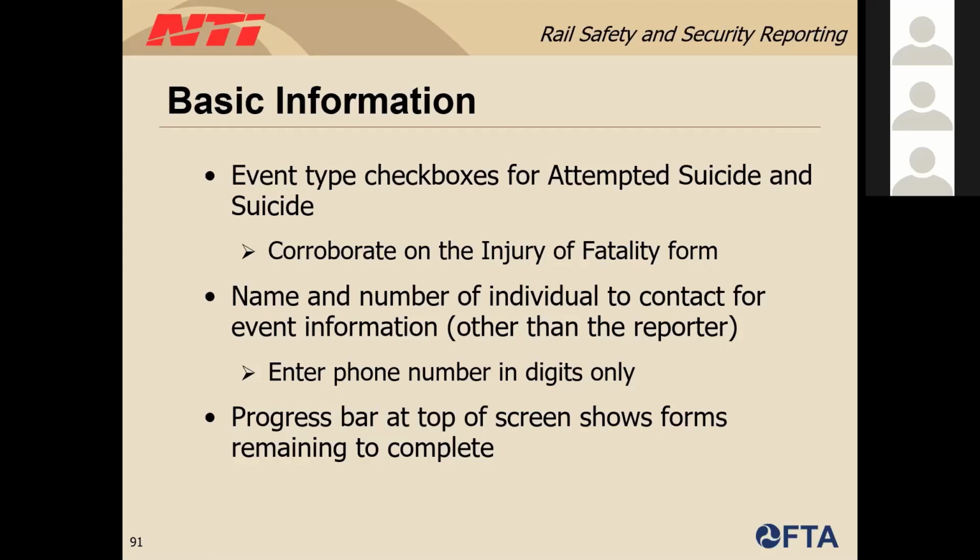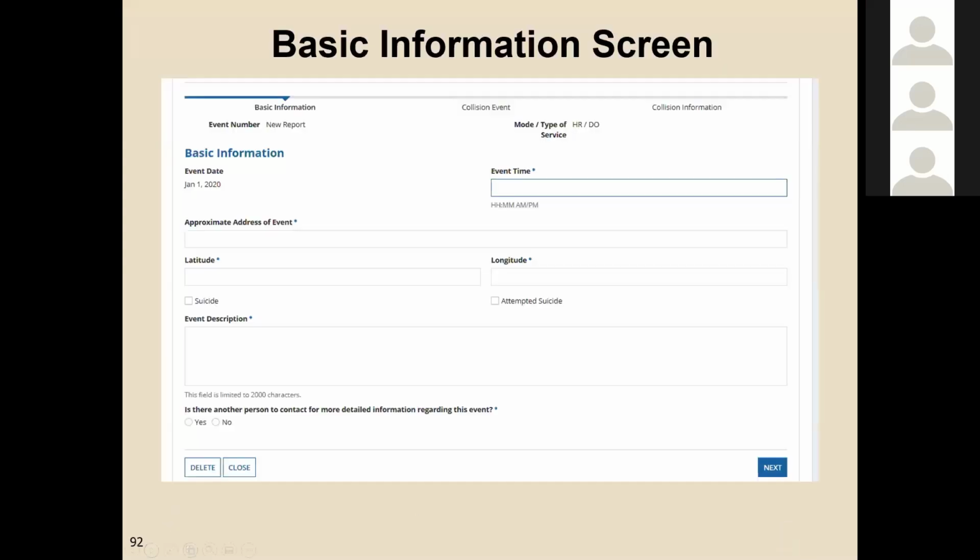The field will self-format. The basic information screen is also the first screen that the progress bar appears on. This bar shows you how many subsections you have to complete and your progress thus far. This is a snapshot of the basic information screen.